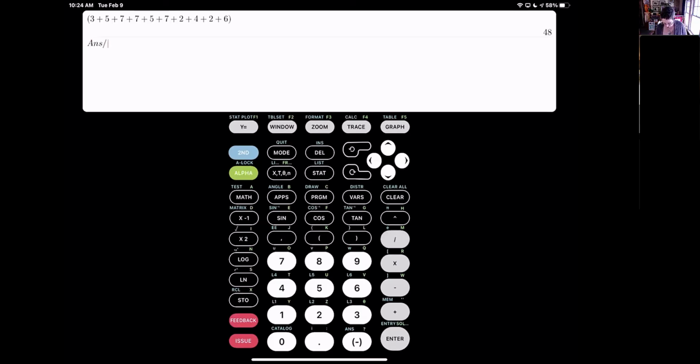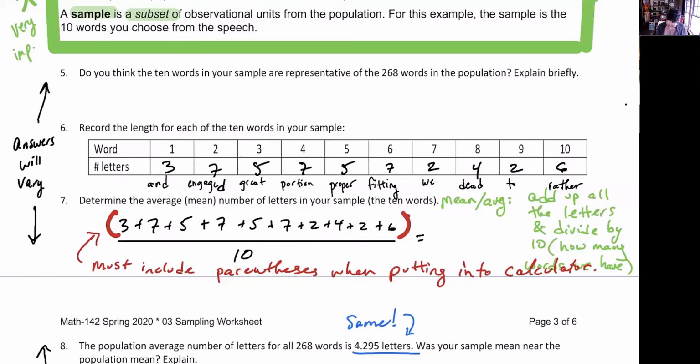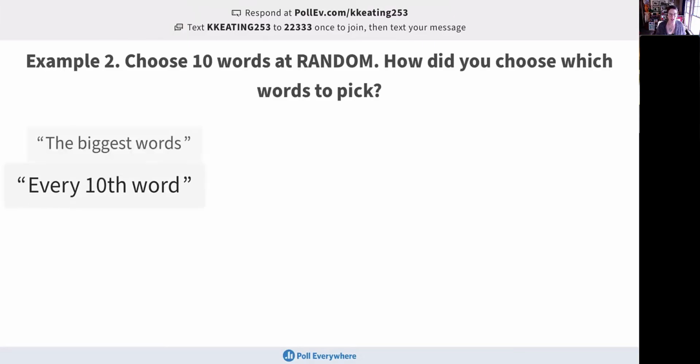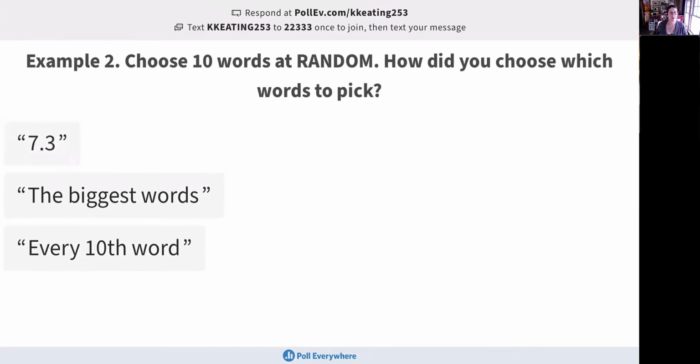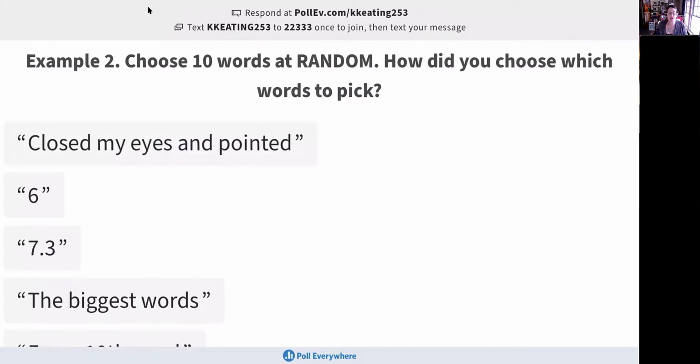And then you could do the divided by 10. And you see how I just pressed divided by 10, and it automatically knew that I meant divide that 48 by 10. Okay, so I've got 48. So of the words I chose, I got an average of 4.8. So how did you choose which words to pick of those 10? I'm just curious, what method did you use?